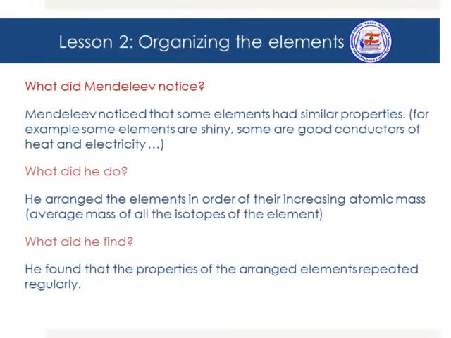Since some elements have isotopes, Mendeleev decided to arrange them based on their atomic mass. And atomic mass means the average mass of all the isotopes of an element. Let's say, for example, carbon. Carbon has some isotopes, so he would take the average mass of all of the carbon and write it down. After arranging the elements by their increasing atomic mass, Mendeleev discovered that the properties of the arranged elements repeated regularly.